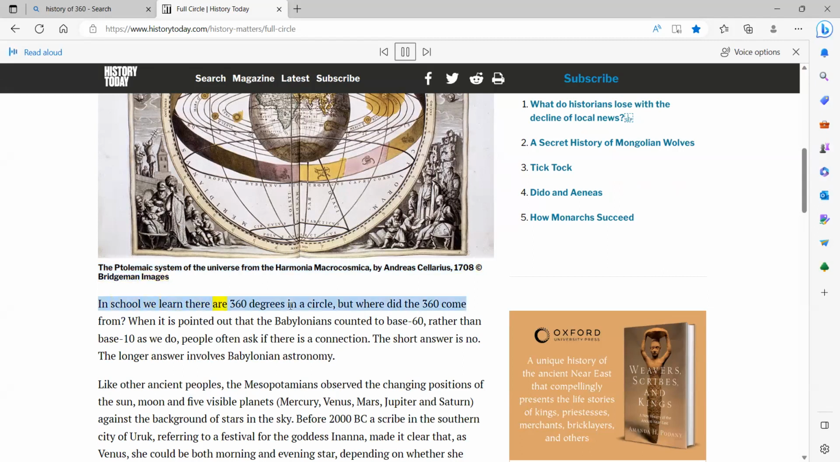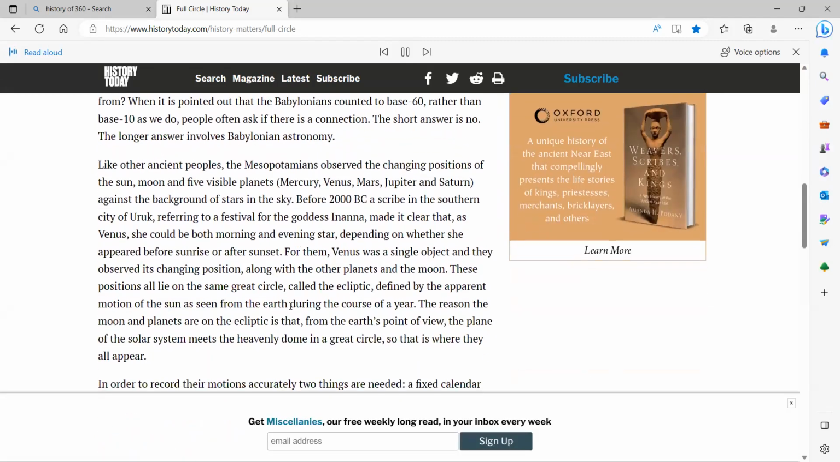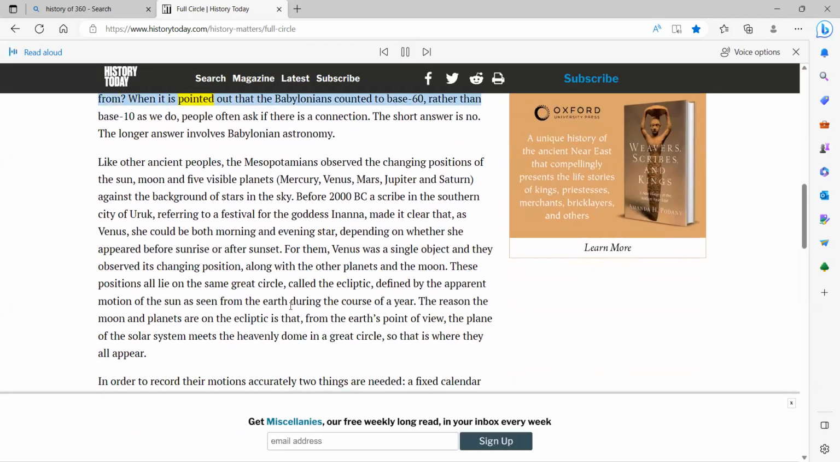In school, we learned there are 360 degrees in a circle, but where did the 360 come from? When it is pointed out that the Babylonians counted to base 60 rather than base 10 as we do, people often ask if there is a connection. The short answer is no. The longer answer involves Babylonian astronomy.